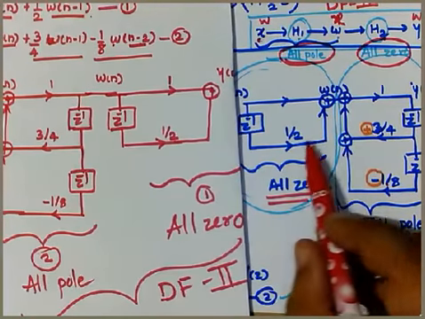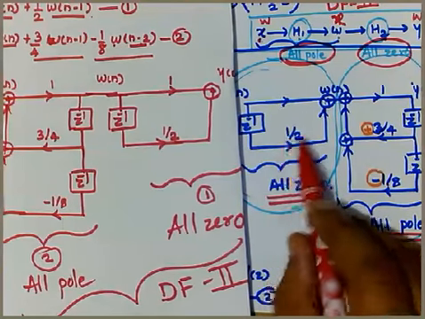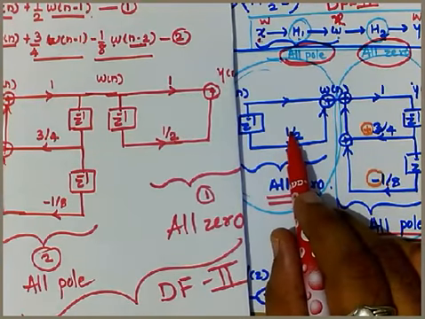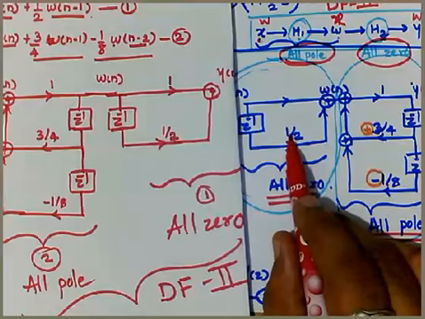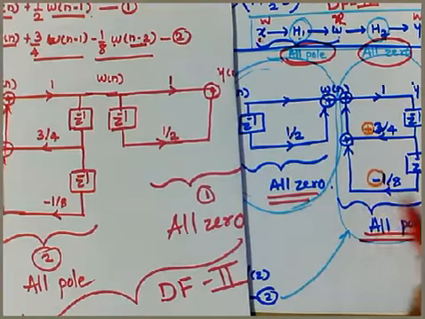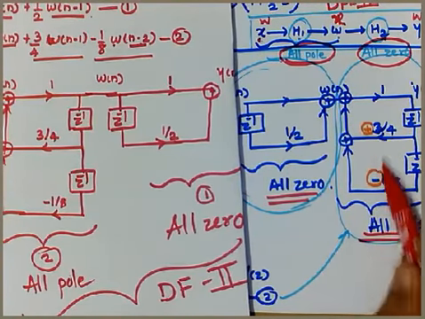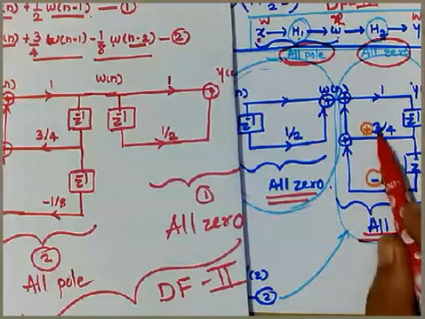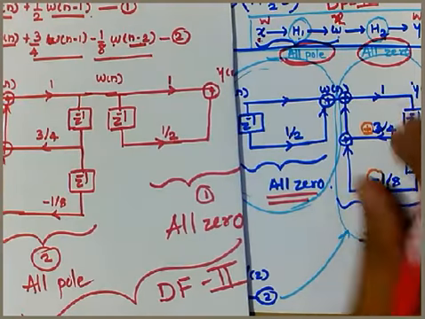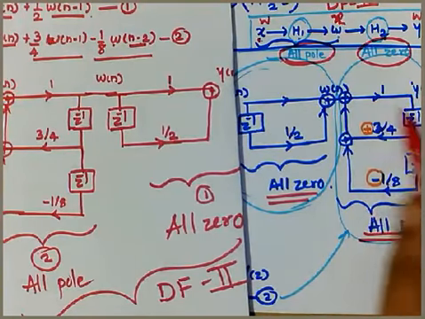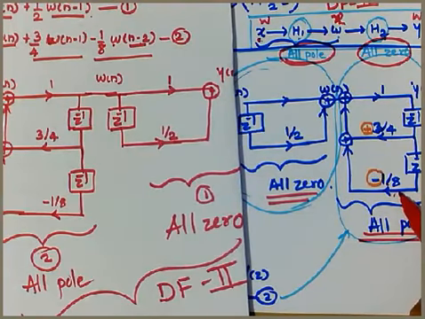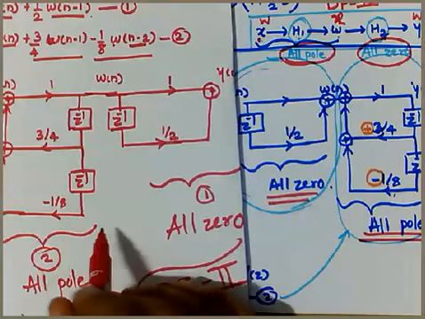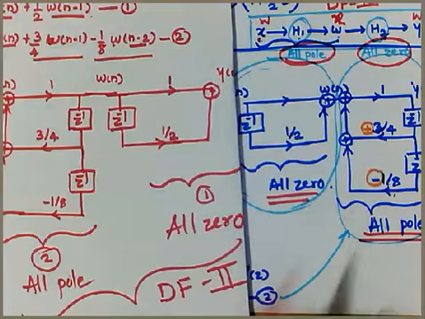So here the point to be understood is 1 by 2, which is the coefficient at the all zero, that is as it is, but at the all pole we just need to revert the signs, which is done over here, and the same things which we have done for direct form 1 have to be written in a reverse manner, so that we will get to know what is direct form 2.